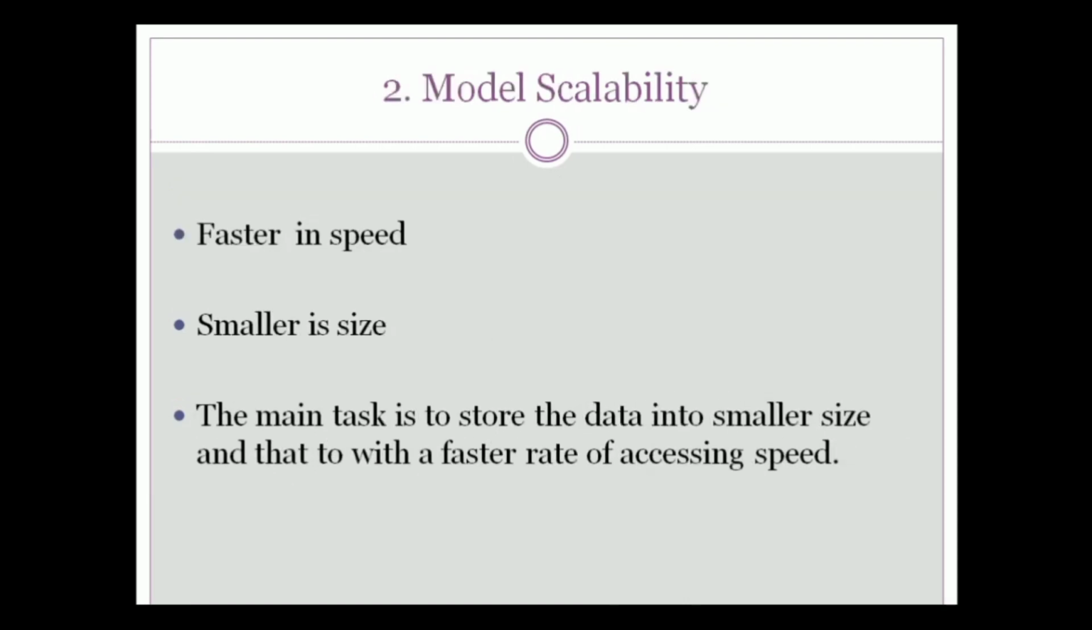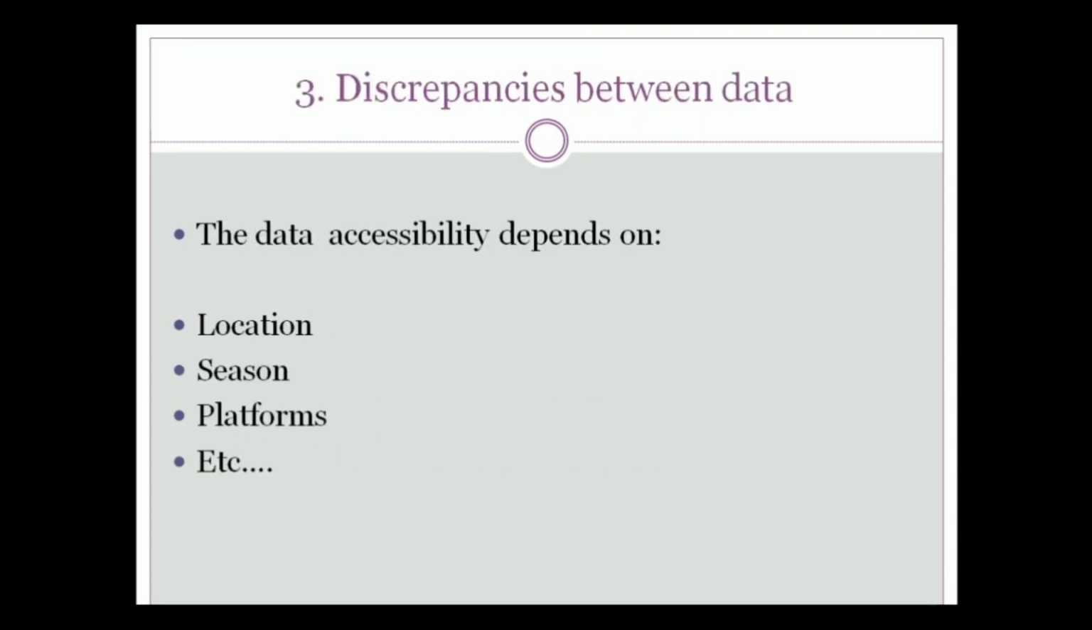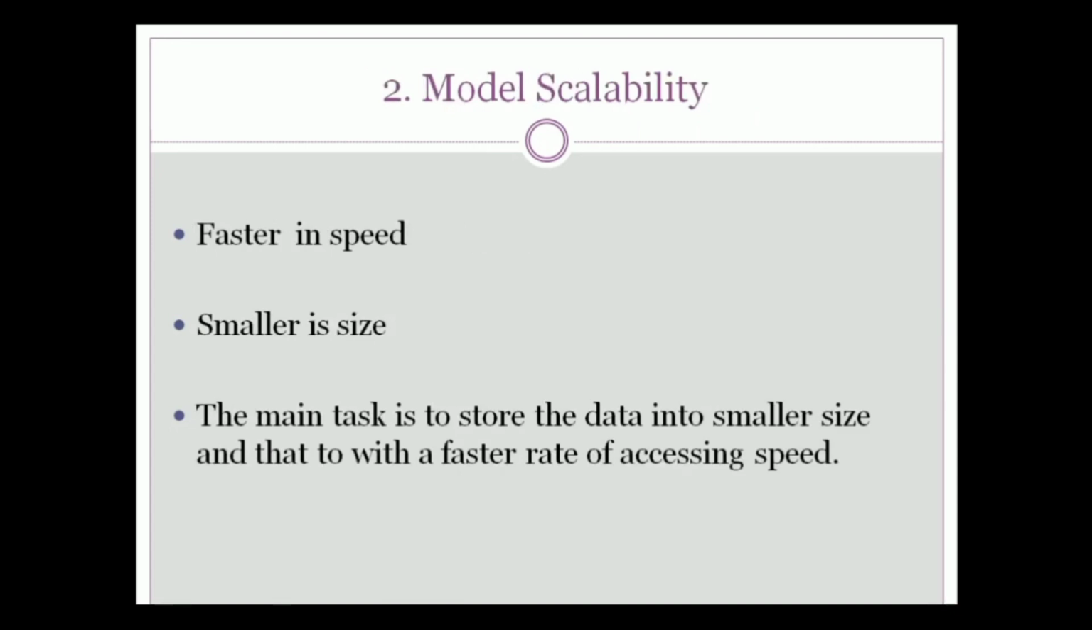The next is model scalability. If you are collecting data from different places, it is important that the data be in a smaller size. Whatever data we collect from different places or platforms should be stored in a smaller size so that it is easily accessible, and it should be accessed at a faster speed. So the main task is to store the data in a smaller size and access it at a faster rate. That is the scalability of a model.